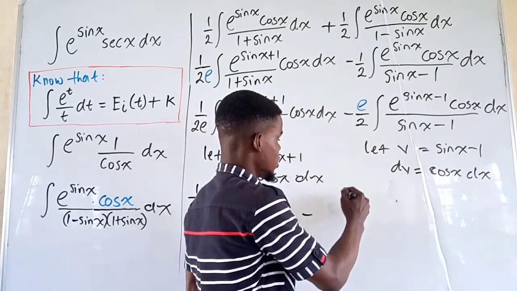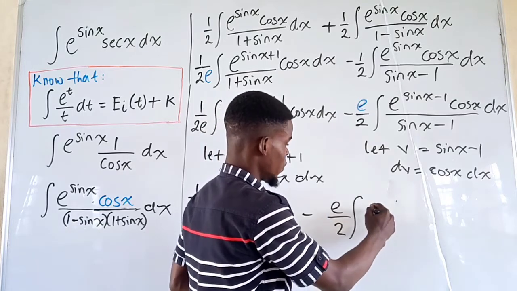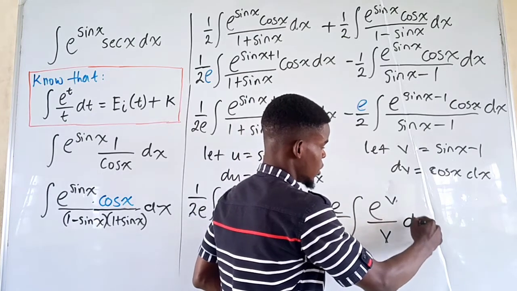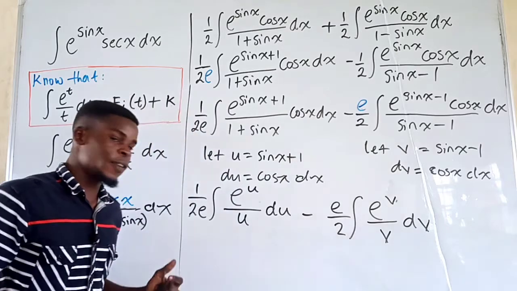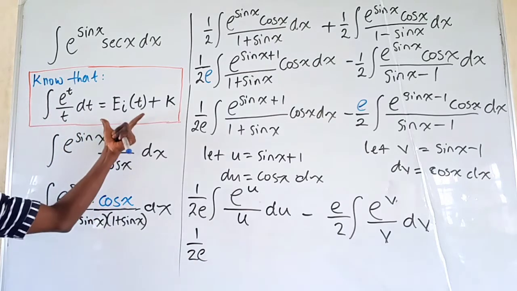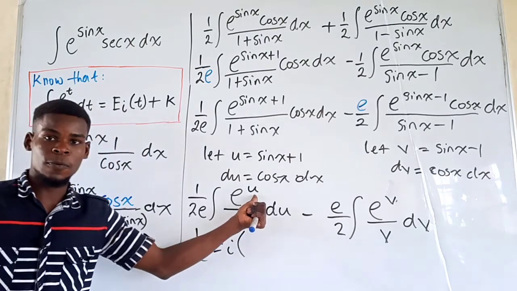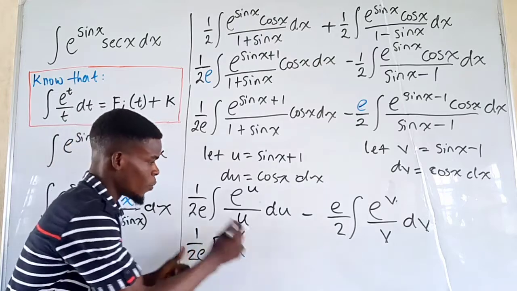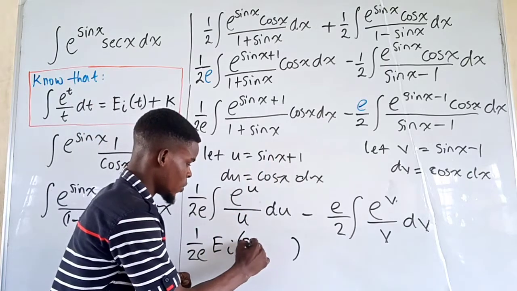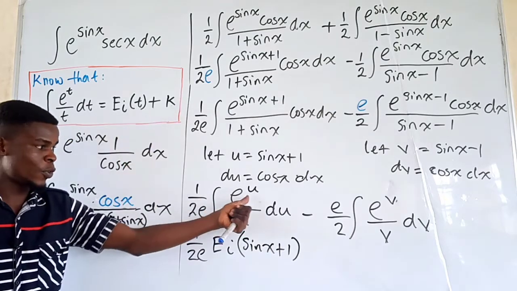So I will still do the same thing. This is going to become e over 2 times the integral of e to the power of v divided by v. Then we now put down dv like that, alright? Okay, great. Very nice. Now, we see here that we're going to have 1 over 2e, times the exponential integral of, since we are dealing in terms of u, I'll just put down the u here, right? But I would like to just substitute it at once. Since u is sine of x plus 1, we just put down sine of x plus 1 in place of u.